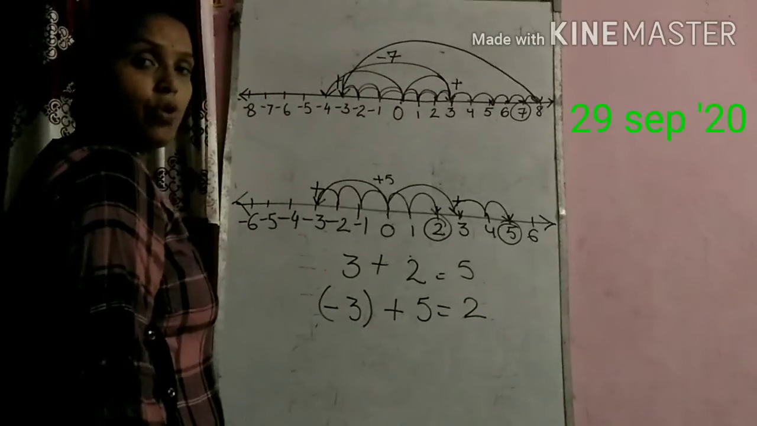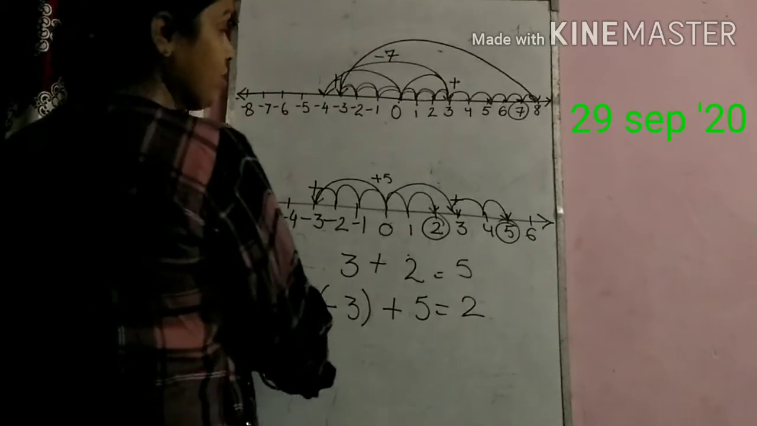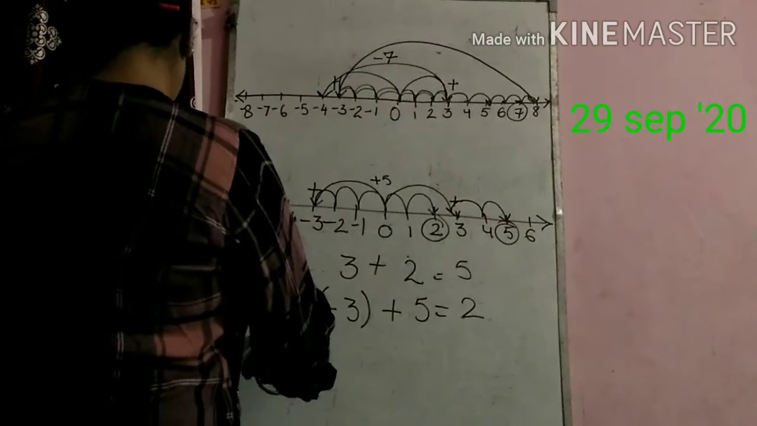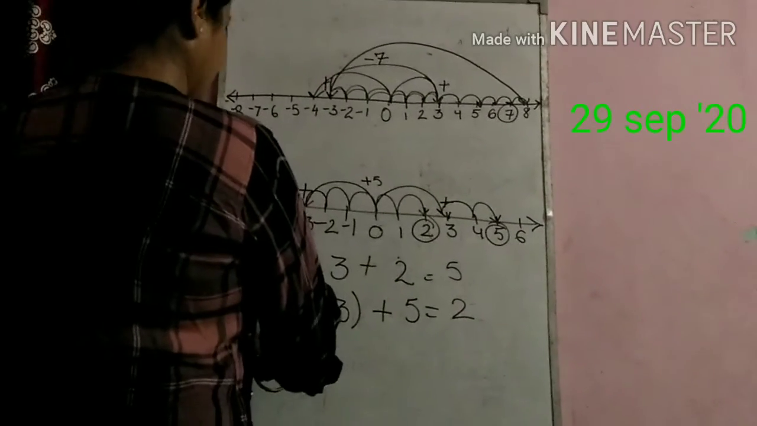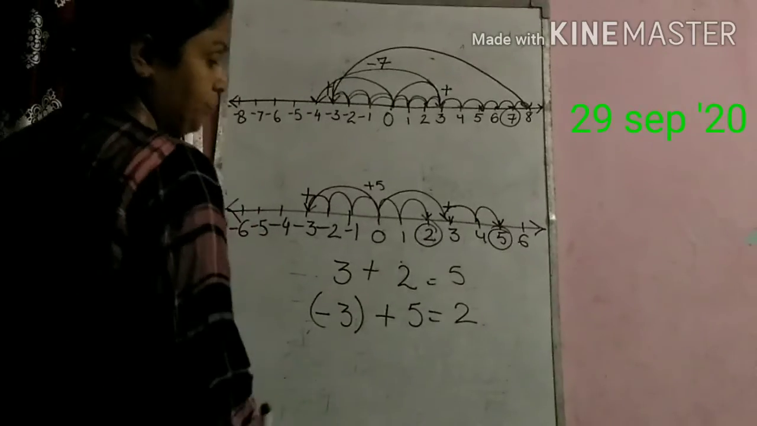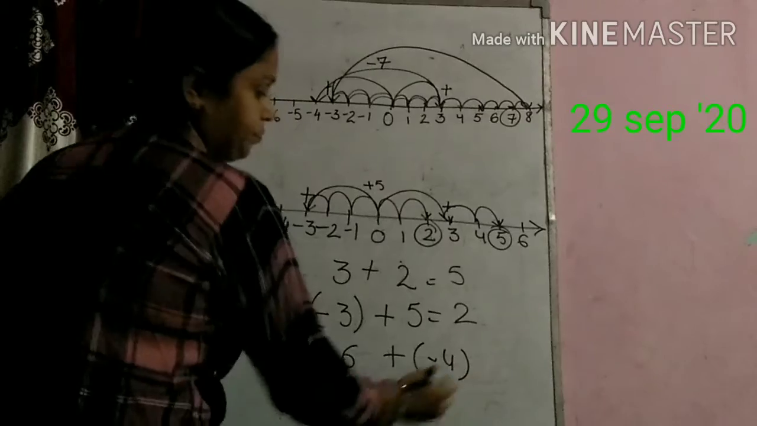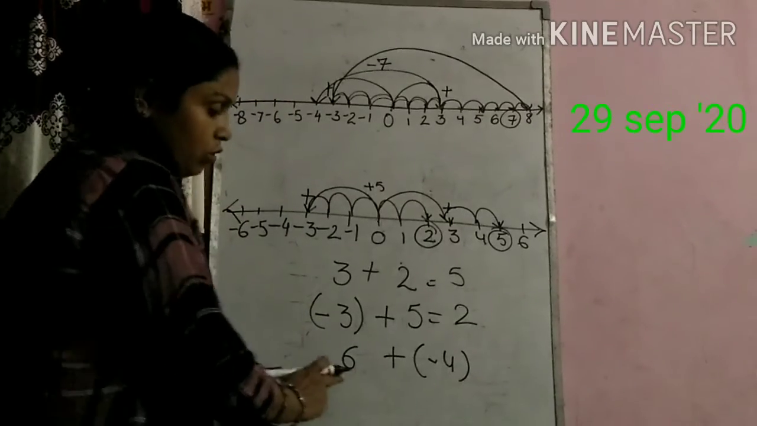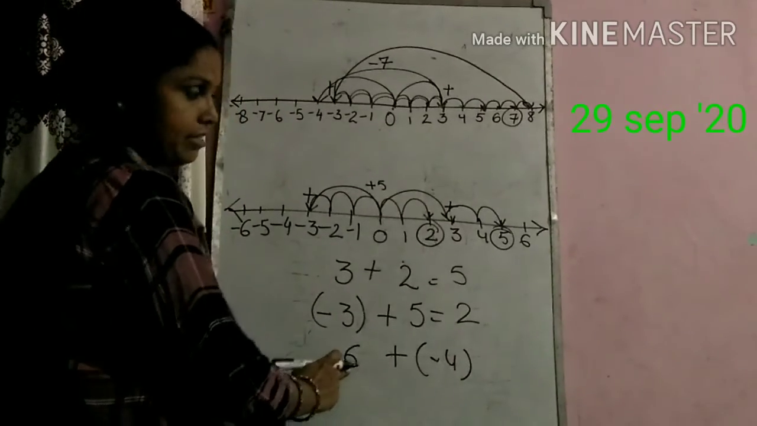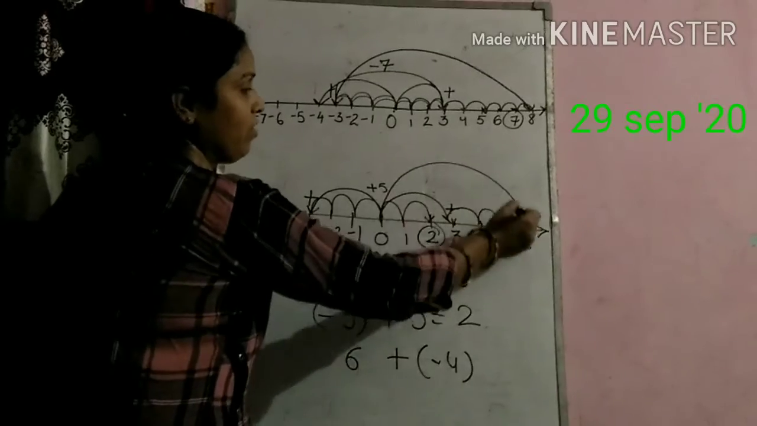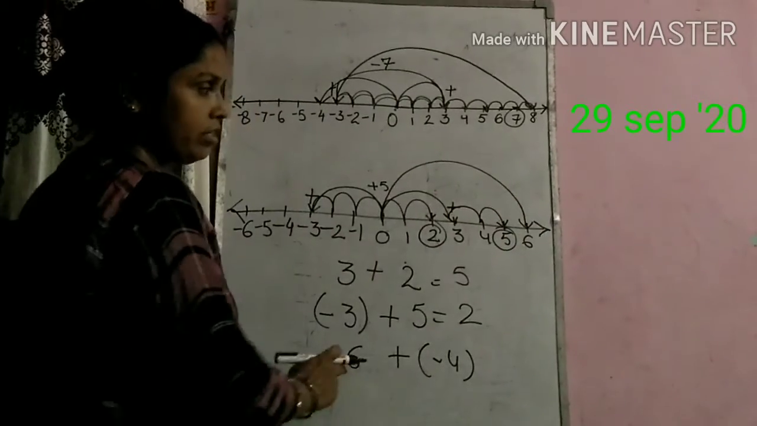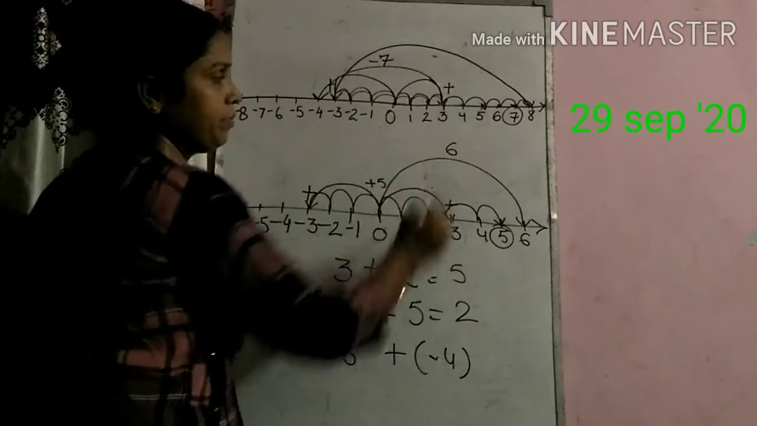This is how you will be showing, children. If the question says use the number line to find the following sum, you will be doing like this. If the question is 6 plus minus 4, how will you do it? First I will be showing my 6. So from 0 to 6 I will move. This is your 6. You can write here if you want.